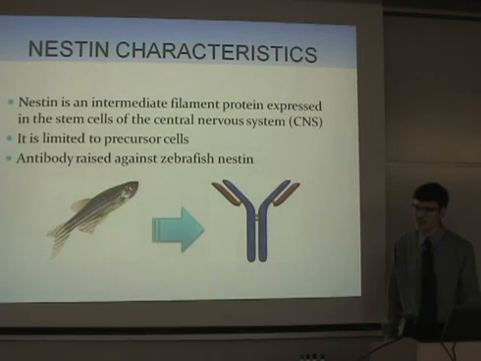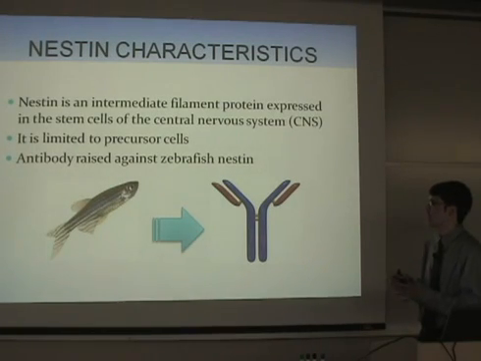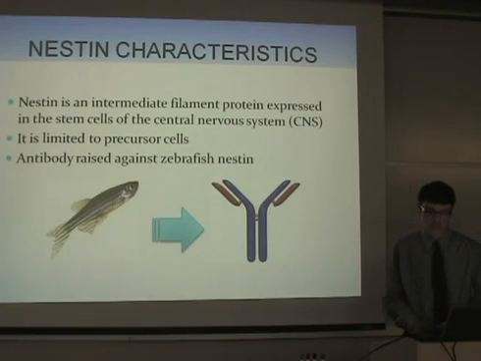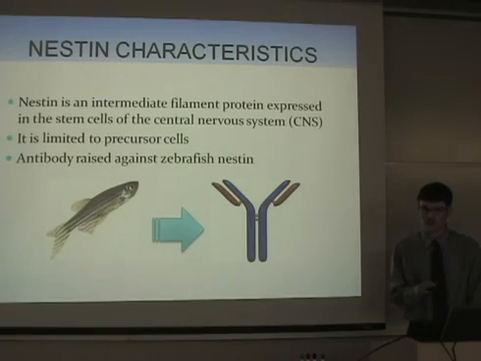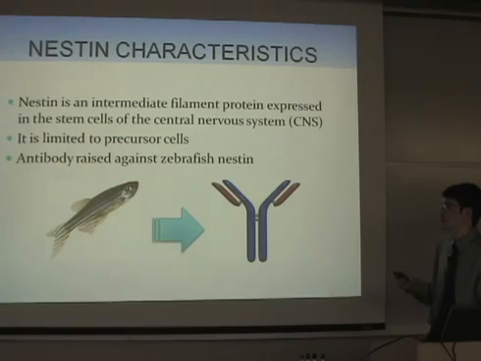Some of the characteristics specific to the nestin protein: it is an intermediate filament expressed in the stem cells of the central nervous system. We use nestin to locate stem cells in our culture, and nestin expression is limited to precursor cells and not mature cells. Finally, we use a commercially available antibody that was raised against the zebrafish nestin.